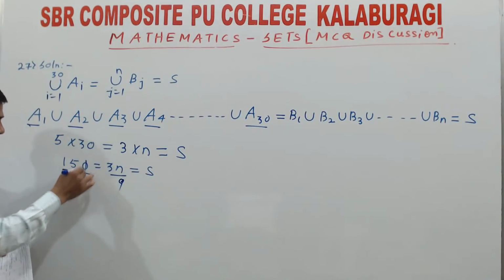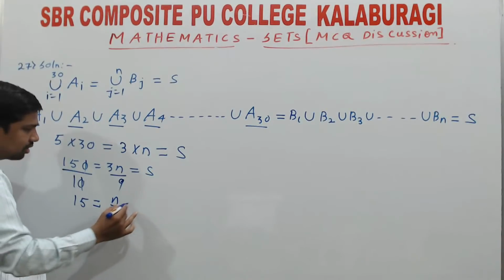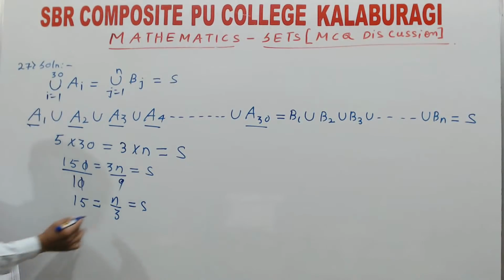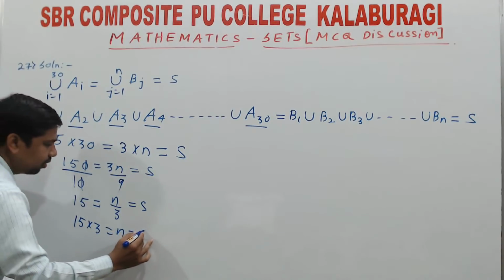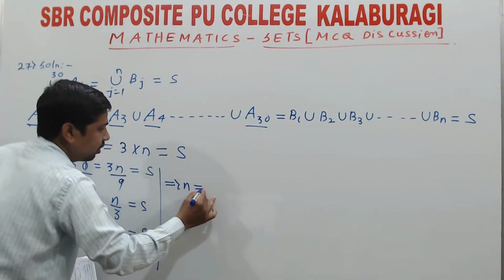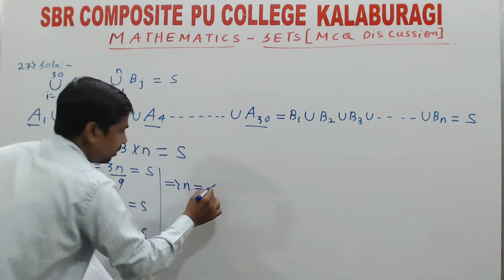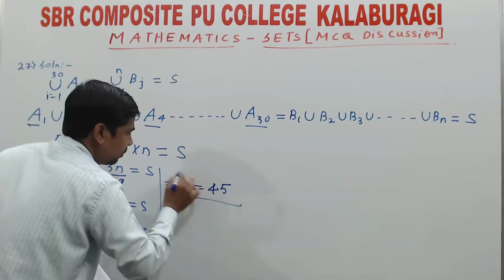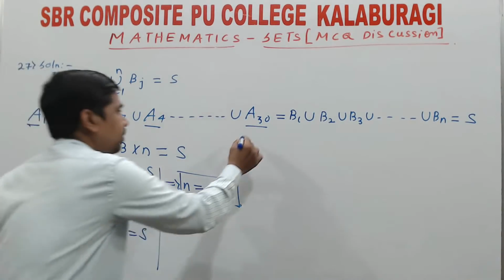Right? So the 0s get cancelled. 15 is equal to n by 3. So n equals 15 threes. Sorry, 15 threes is 45. n is equal to 45. So these two are similar examples, right? So just take these two problems. This completes your 27th. Now the 28th question.